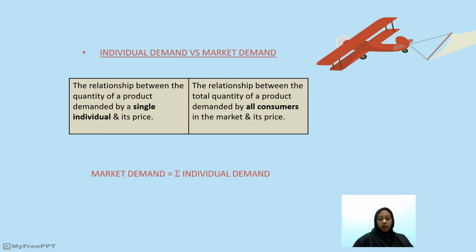So market demand is equal to the sum of the individual demand, which means individual demand 1 plus individual demand 2 plus individual demand 3 is equal to the market demand.